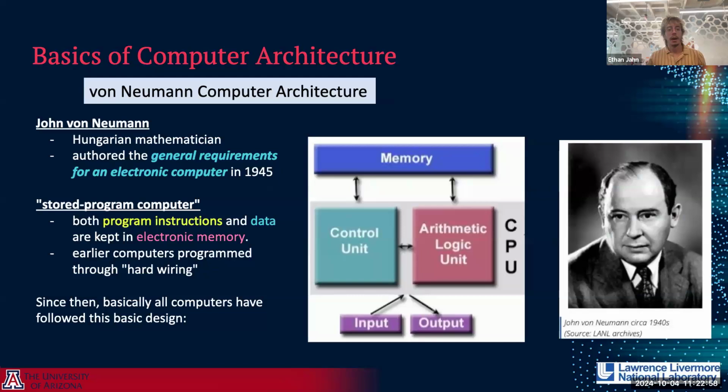We're going to talk a little bit about the basics of computer architecture so that we have an idea of how these things are structured together. Modern computer architecture comes from a mathematician, John von Neumann, who authored the general requirements for an electronic computer in 1945, and he proposed this model of a stored program computer. Prior to this, computers did not store their programs. The programs were written out on punch cards or other physical media that were then fed into the computer, and then the programs were read from there.